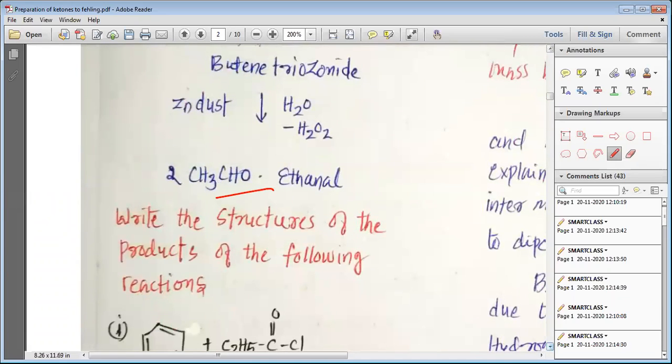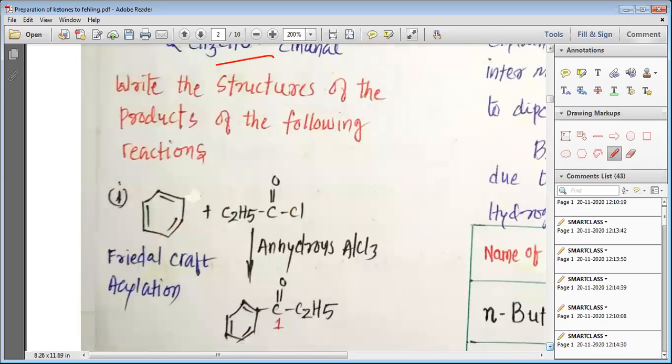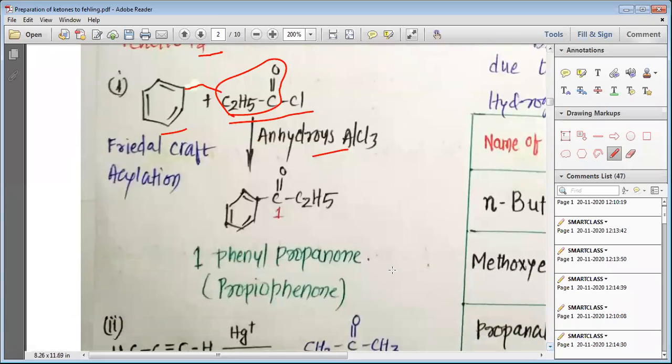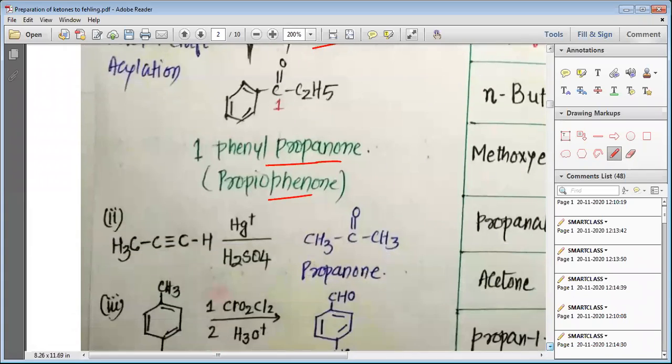Now, my dear students, the next question for us: write the structures of the product of the following reaction. Here we have Friedel-Crafts acylation to be done. We have benzene, we have acyl chloride C2H5COCl in the presence of anhydrous AlCl3. You can see that this group will be bonded to the benzene, and this is how we get 1-phenyl propanone or propiophenone. We have already seen why we call it 1-phenyl propanone.